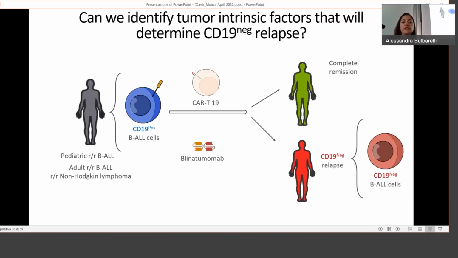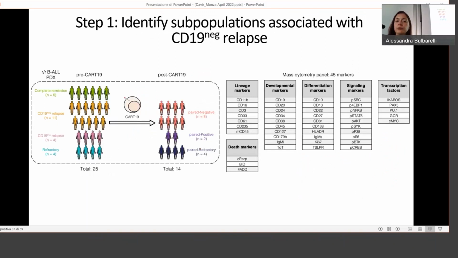So we wanted to ask the question, in this context, could we identify tumor intrinsic factors that are going to determine patients' risk for CD19, and of course, CD19 relapse, sorry. And this is relevant not only for CAR T cells targeting CD19, but there's also drugs targeting CD19 like blinatumomab that are used in the clinic as well. And this work is all led by Pablo Domizzi, who's an instructor in the lab.